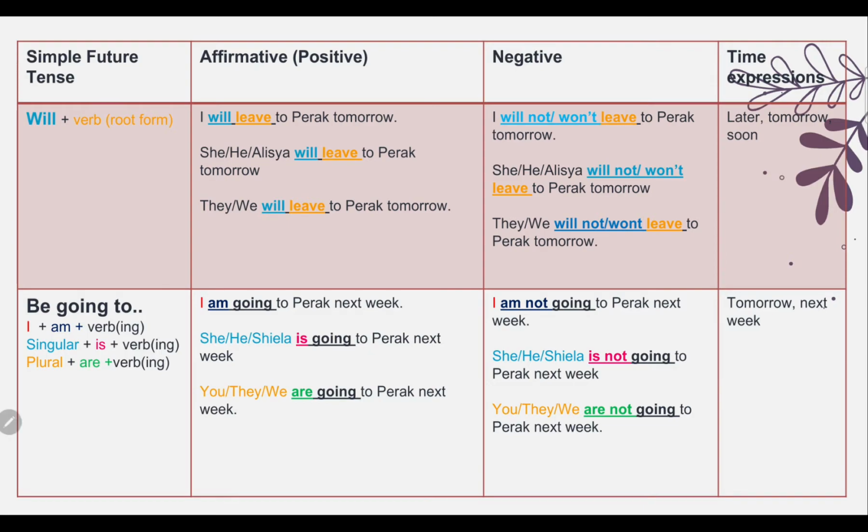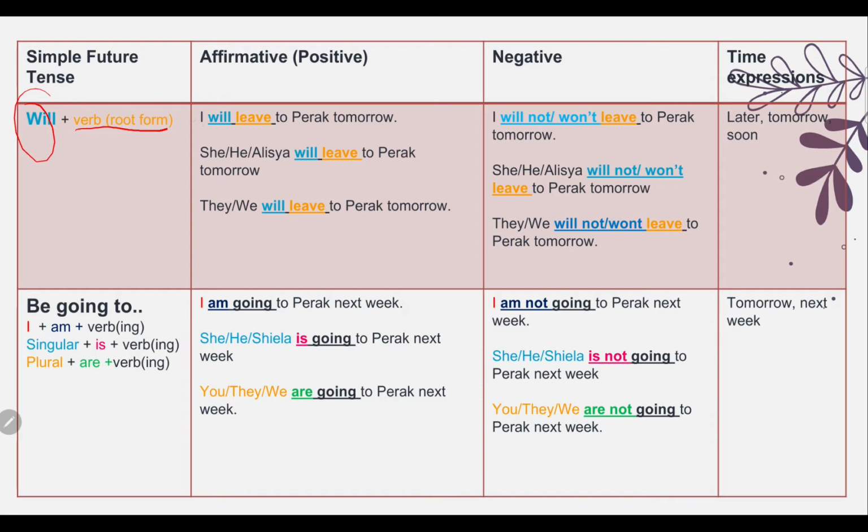So for will, let's take a look at what the future simple tense is first. Future simple tense means a verb tense that is used to talk about things that have not happened yet, meaning that the action has not happened. So for will, we use the verb in its root form.